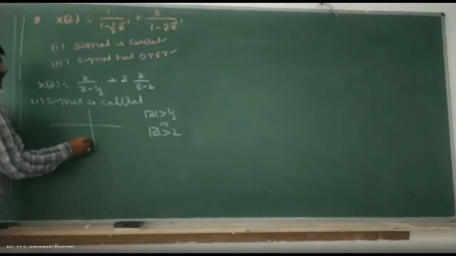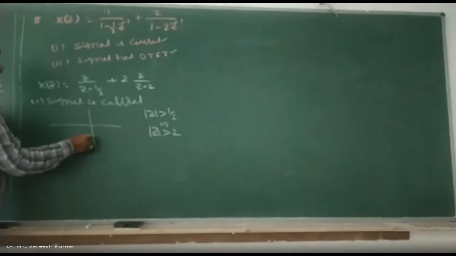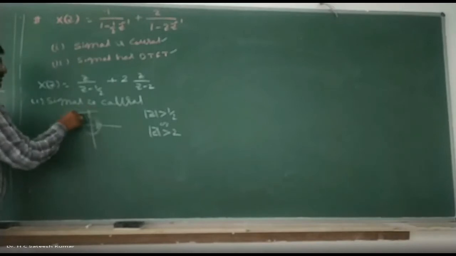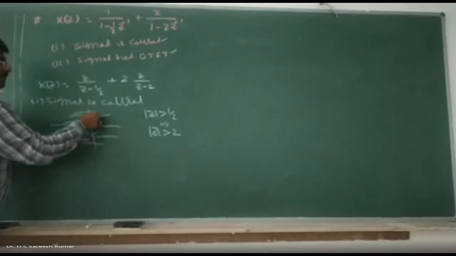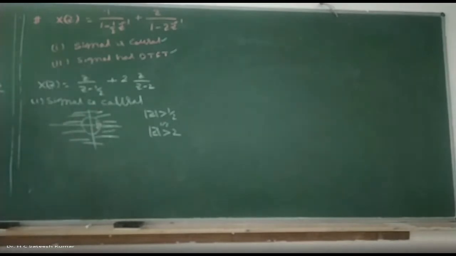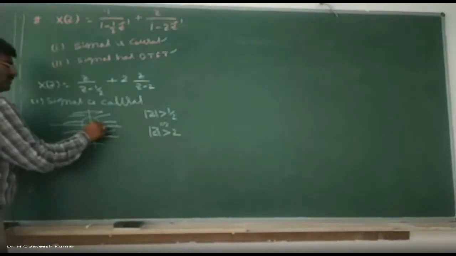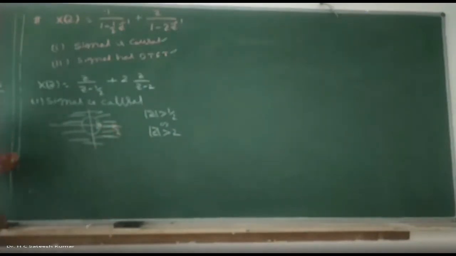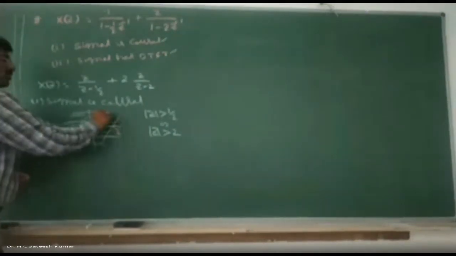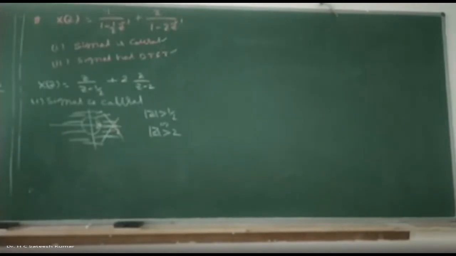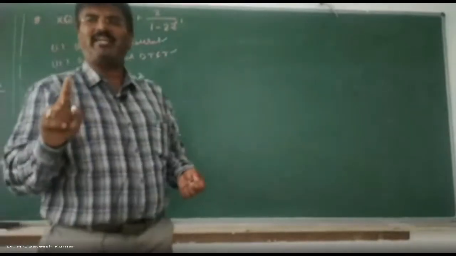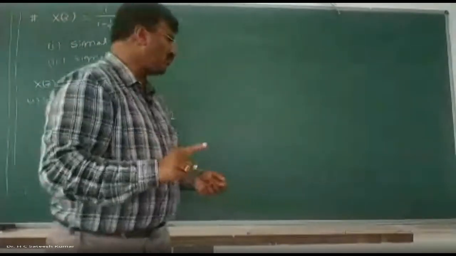Observe here. Let us say you take mod z greater than half. Mod z greater than half means what? Like this I should write it. Okay, where are the poles? One is at half, another one is at 2. One pole is here, fine. One more pole is at 2. But this doesn't exist, because one of the properties of ROC says that poles cannot lie inside the ROC. I mean to say that poles cannot lie inside the shaded area. Therefore, this is not possible.